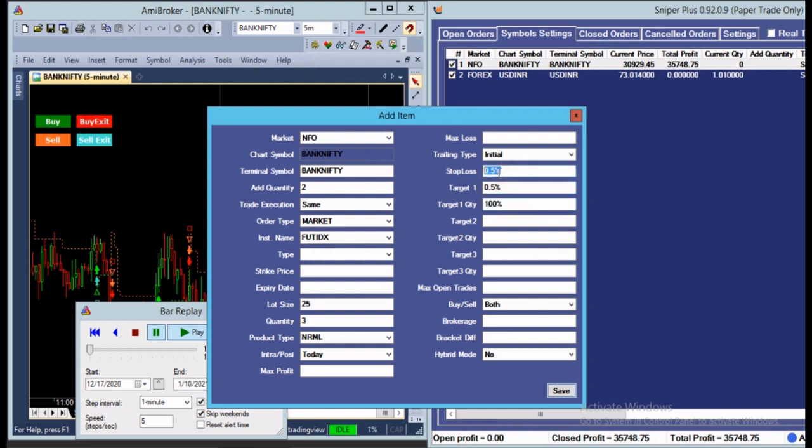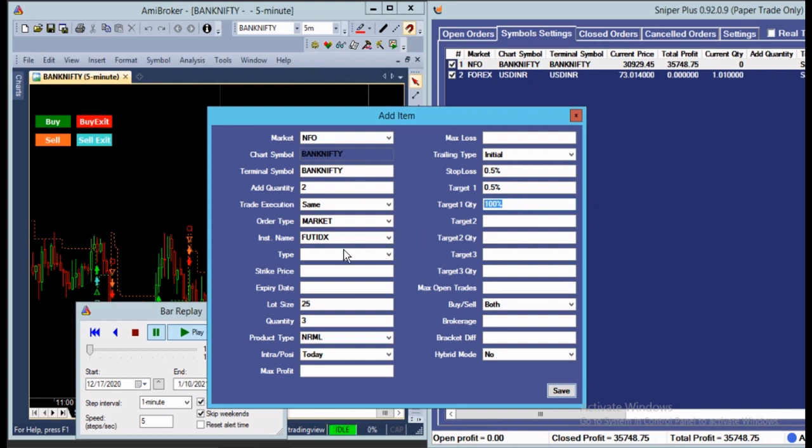Now here you can put it in points also. In the last video I explained about these things. I had put the stop loss and target 1 as points, but now here let it be percentage, and target 1 must be percentage only.